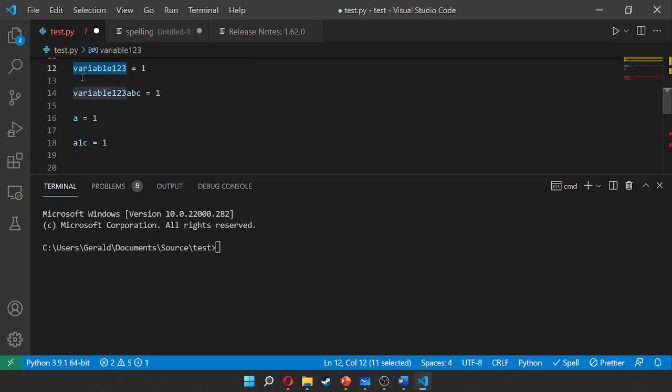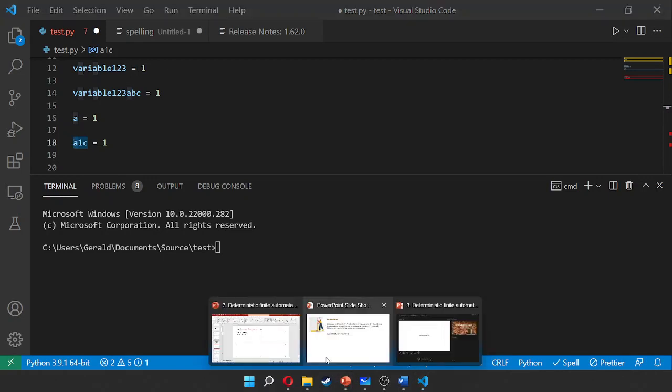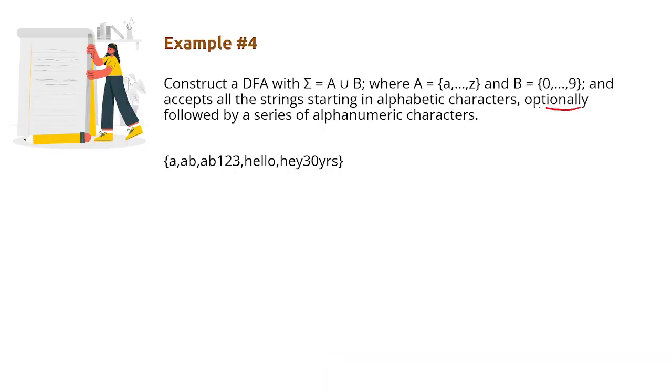Sige. So this is valid because it starts with letter V, which is part of the alphabet A to Z. Then the second rule is: followed by an alphanumeric character, optionally a series of alphanumeric characters. What is alphanumeric? Alpha is letters, numeric is numbers. So alphanumeric means a mix of letters and numbers. Then again, optional. So it can have nothing following. Our variable can be just one letter.